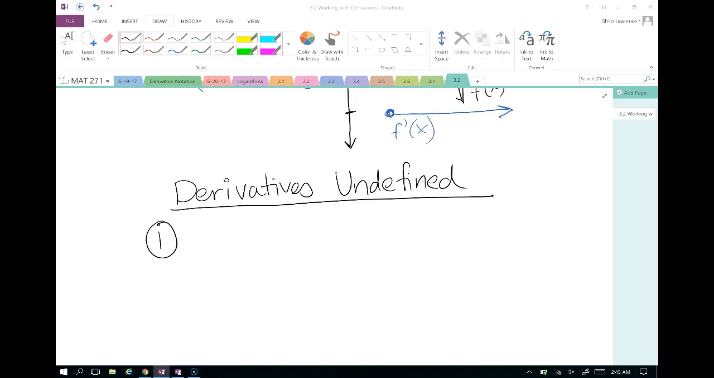So we just saw when we have a sharp corner, which means our left slope and our right slope are not coming together to equal the same number, our derivative is not going to exist. And that is when we have a very sharp corner. So that's on something like an absolute value function graph. Those are the ones that usually have sharp corners. So derivatives are undefined at sharp corners.